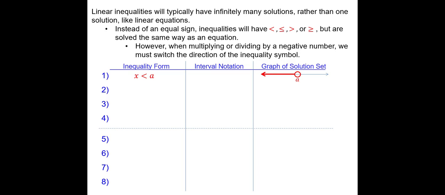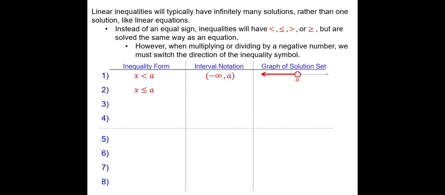Now notice that I put a hole on the graph as well because a is not included. And therefore, since negative infinity is on the left side and positive infinity is on the right side, the answer in interval notation would be negative infinity to a. Now one more thing to recognize is that when there's no equal sign in the inequality, we're going to put a parentheses on the a.